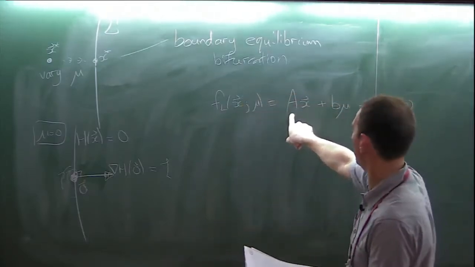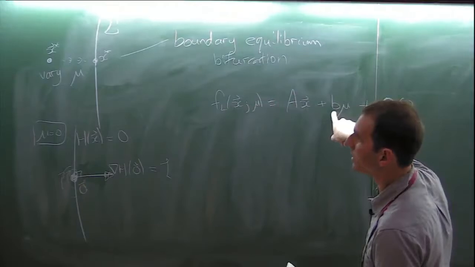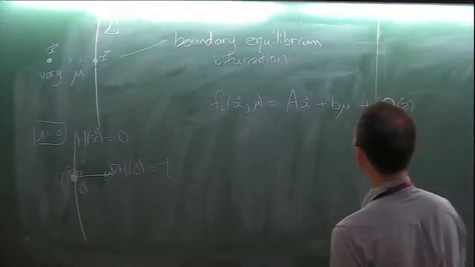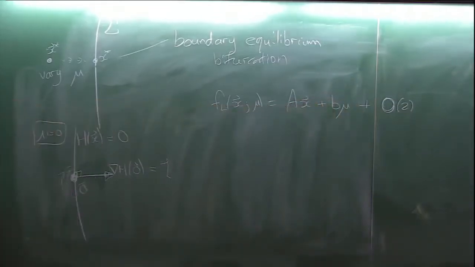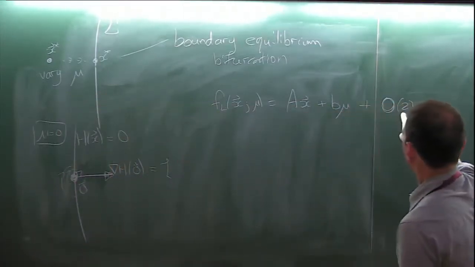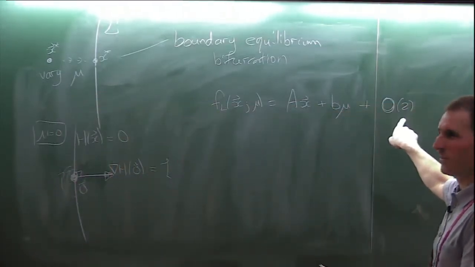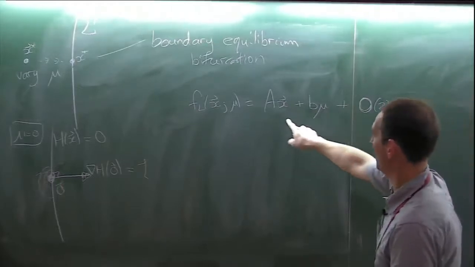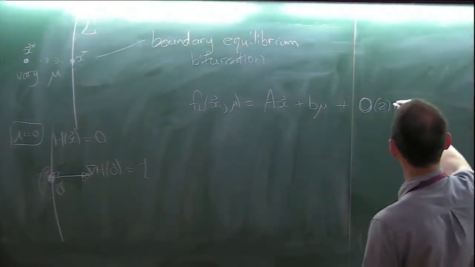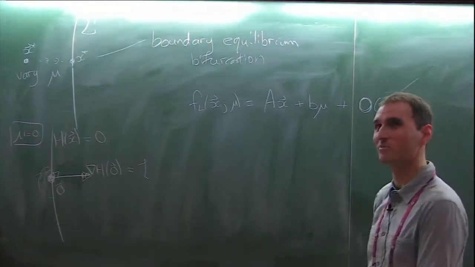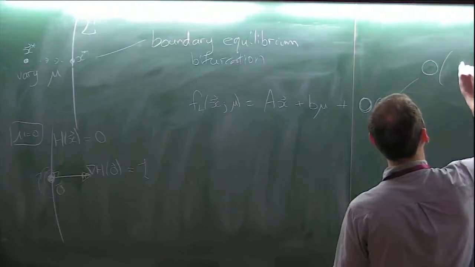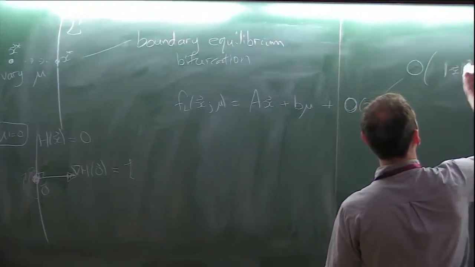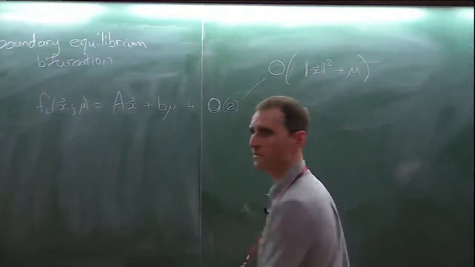A x plus B mu plus... So A is an n by n matrix. B is an n-dimensional vector. The point is that I can't have a constant term, because of the condition above. And then I've got plus order 2. So by order 2, I mean quadratic in x and mu. How should I properly write that? It's like order the norm of x squared plus mu squared. I think that's what I mean.